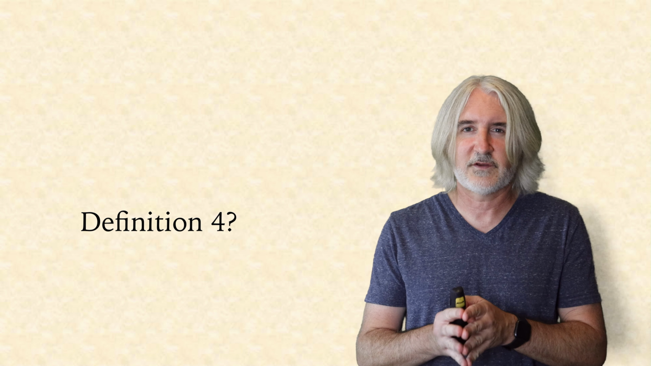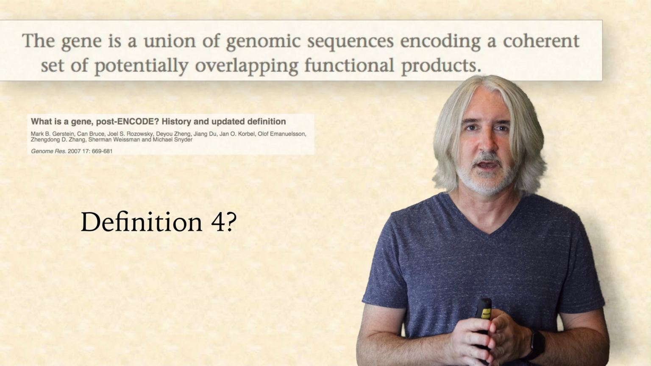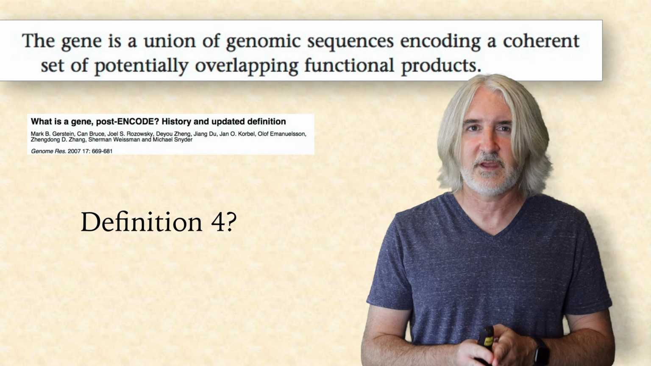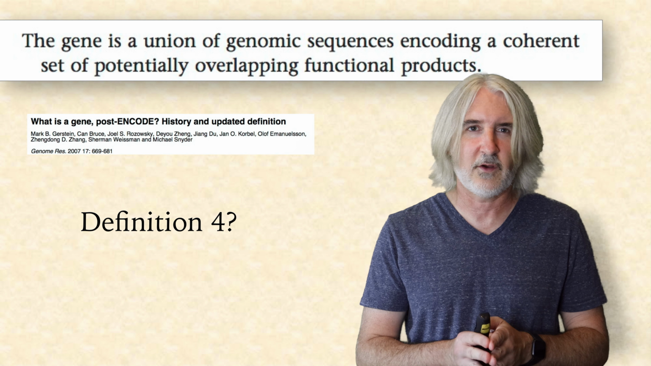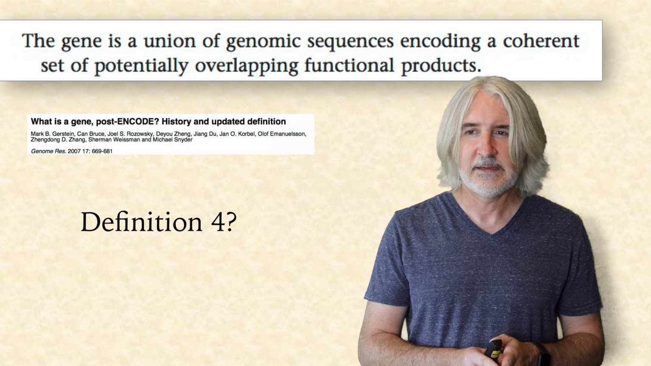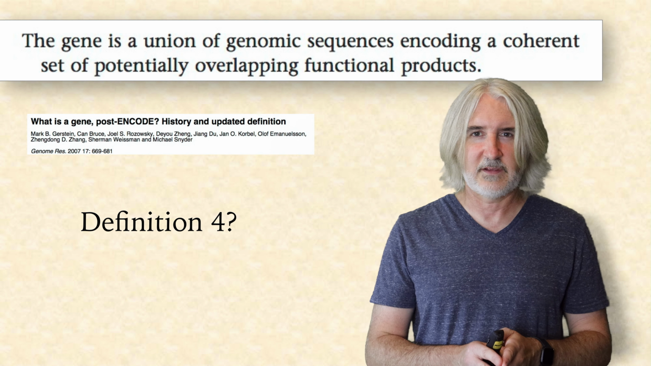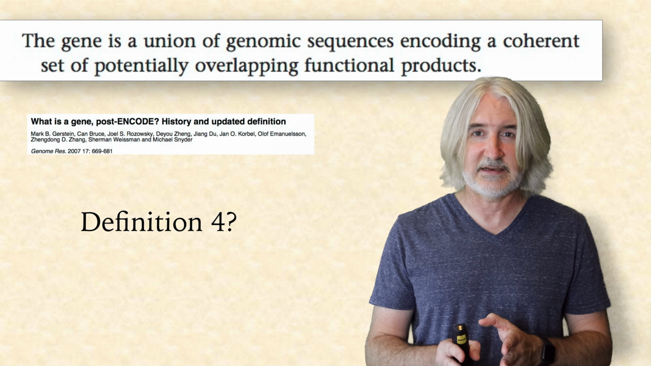But to count genes, this molecular definition is really important and more useful than the phenotypic definition, because ultimately we care about the DNA molecule itself, and especially mutations in these molecules and how they affect human health. Here's a modern definition of a gene based on a 2007 paper in Genome Research that was devoted to just this problem of gene definition. A gene is a union of genomic sequences encoding a coherent set of potentially overlapping functional products. This is a good example of how tough it is to define a gene precisely and concisely.